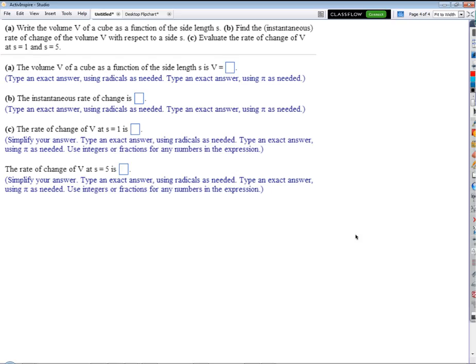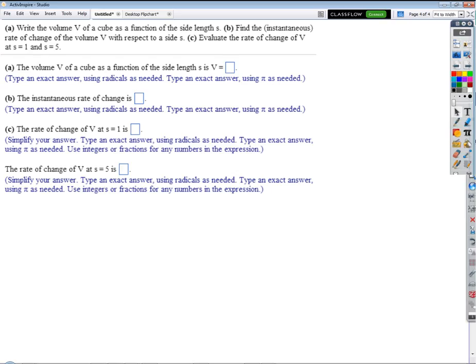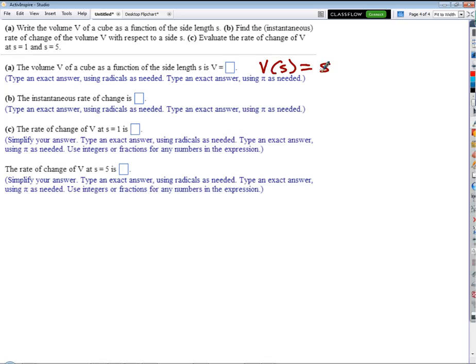So write the volume V of a cube as a function of side length S. What is the volume of a cube as a function of side length S? Okay, so part A is just going to be V of S equals S cubed. Now we want to find the instantaneous rate of change of the volume with respect to S. Well, what is that? That's V prime, right? That's just V prime of S.